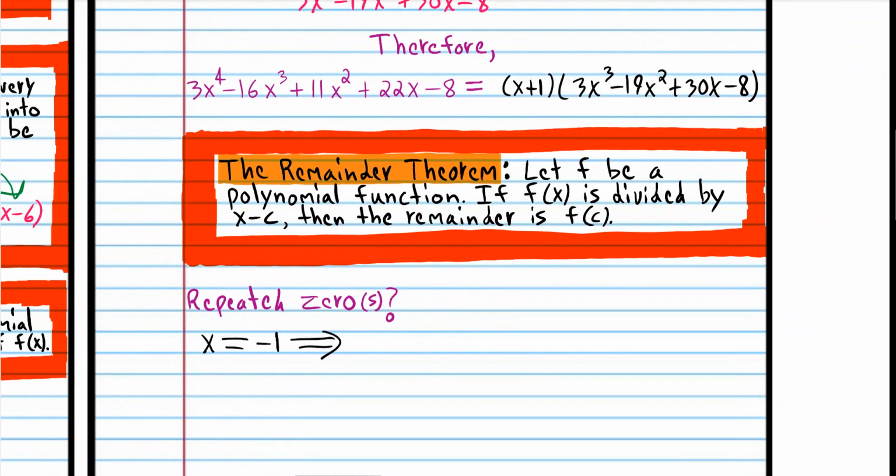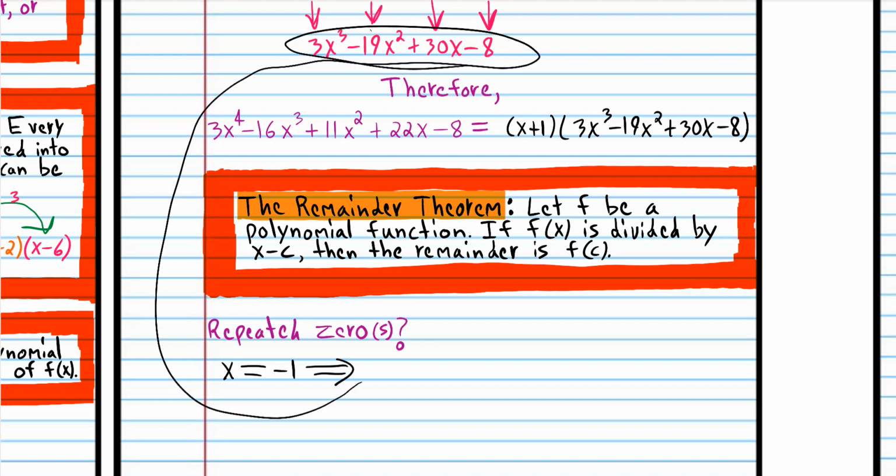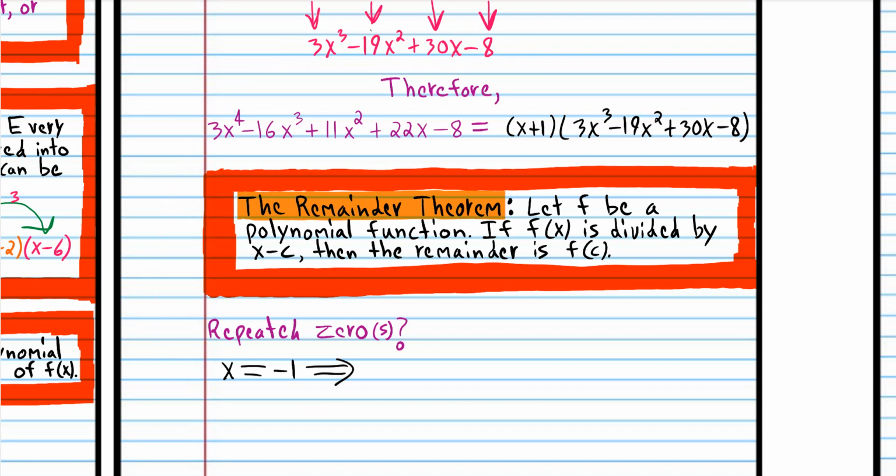And so now we're going to plug this number into, again, the depressed polynomial. We're not going to plug it into the original. We're going to plug it into the depressed polynomial, because that's going to be easier to deal with. Again, that's the whole purpose of doing this, so we don't have to deal with a 4th degree polynomial. So we're going to see if that expression is equal to 0.